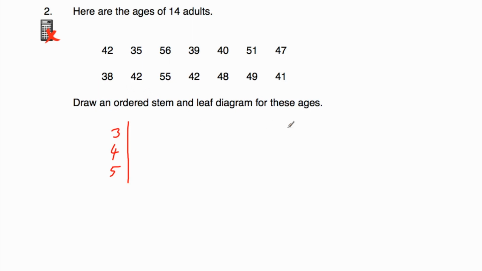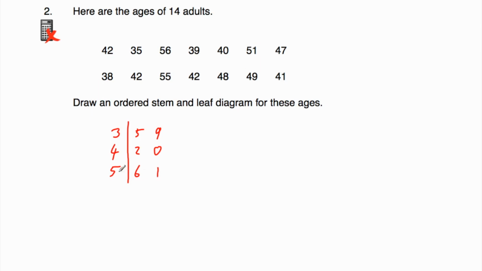Now I'm going to do an unordered stem and leaf diagram to begin with, and then I'll do an ordered one afterwards. So let's look at our numbers. We've got 42, so 2 in the 40s row. 35, a 5 in the 30s row. 56, a 6 in the 50s row. 39, a 9 in the 30s row. 40, a 0 in the 40s row.